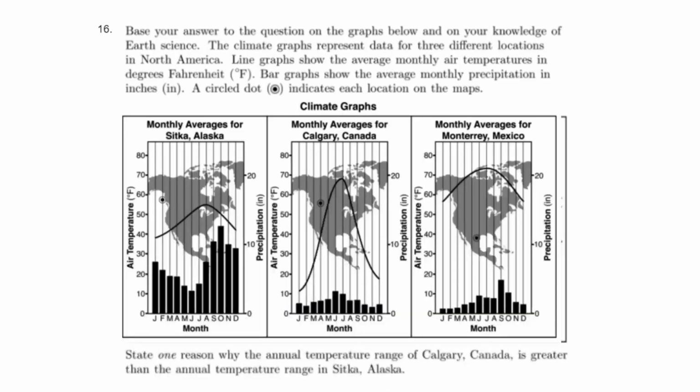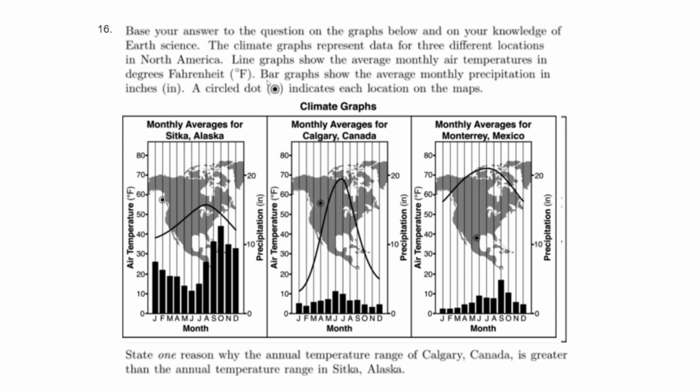Try number 16, pause this video. Base your answers to the question on the graphs below and on your knowledge of Earth science. The climate graphs represent data for 3 different locations in North America. Line graphs show the average monthly air temperatures in degrees Fahrenheit. Bar graphs show the average monthly precipitation in inches. The circled dot indicates each location on the map. State one reason why the annual temperature range of Calgary, Canada is greater than the annual temperature range in Sitka, Alaska. Well, let's see. These are showing our temperature ranges, right?